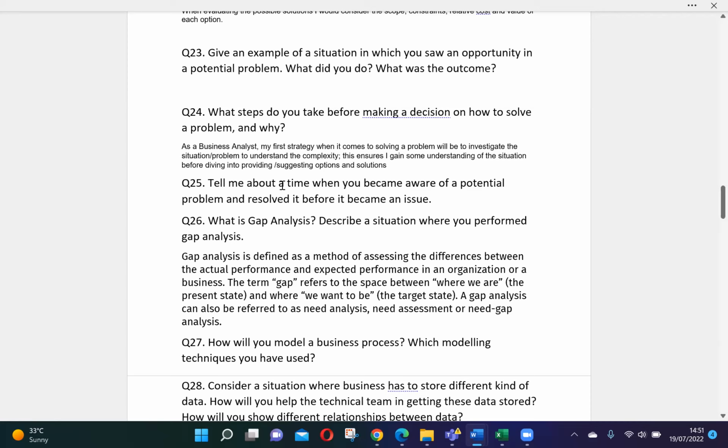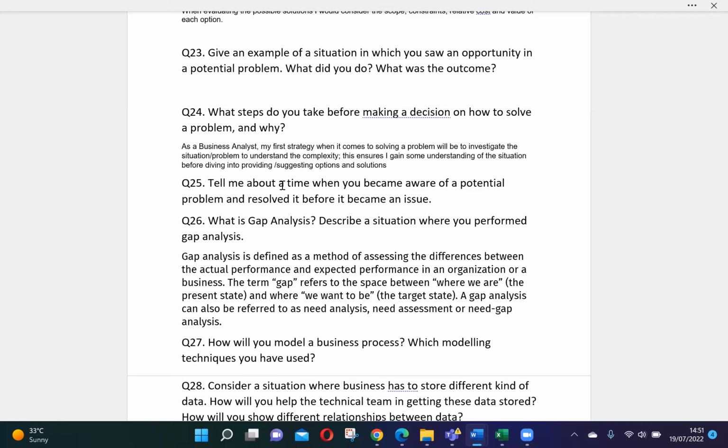So tell me about a time when you became aware of a potential problem and resolved it before it became an issue. If I give an example, maybe you can frame it for me. A potential problem could be customers coming up with changes. No, this example has already been taken.